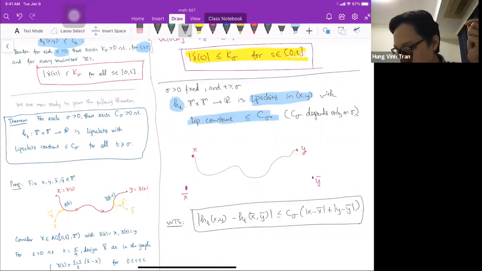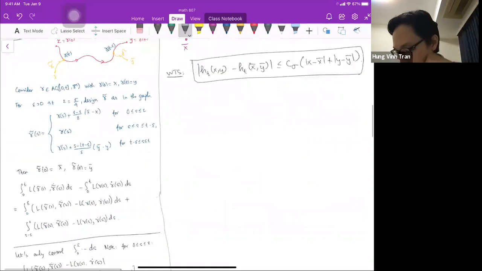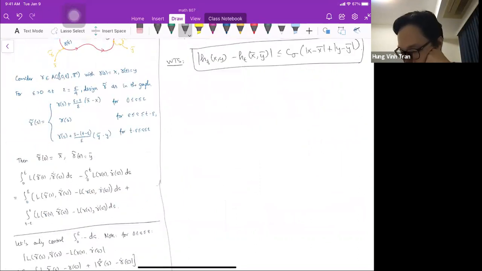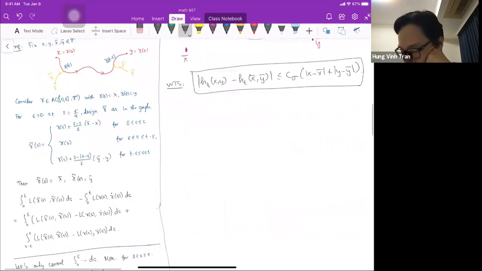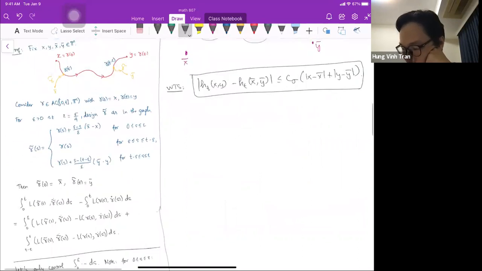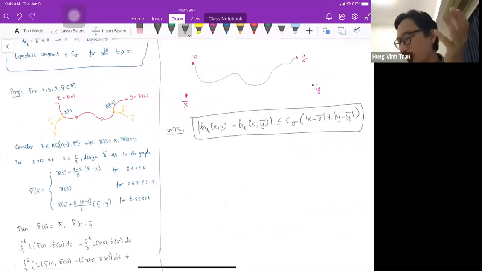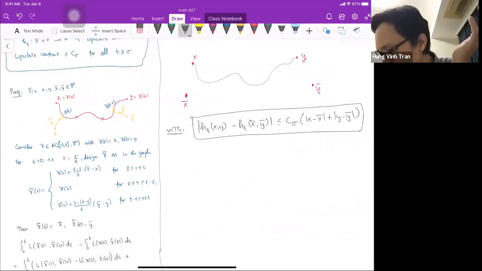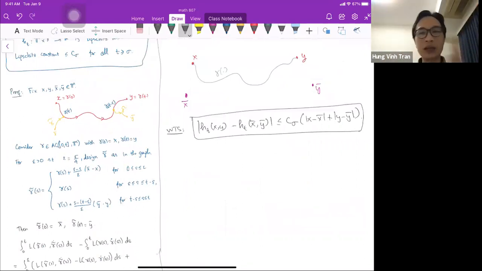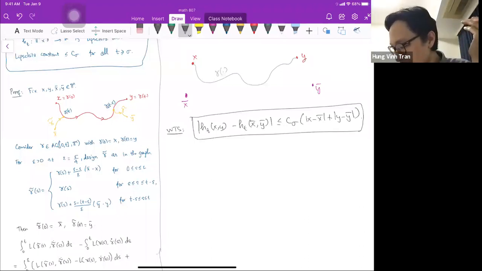I'm trying to find the best way to write this down. Okay, so let me use gamma. I'm not using something too different because I don't want to conflict with what I'm writing on the left panel. So you connect x to y using the curve gamma, right? And then you try to connect x bar to y bar by using some sort of modification of gamma.